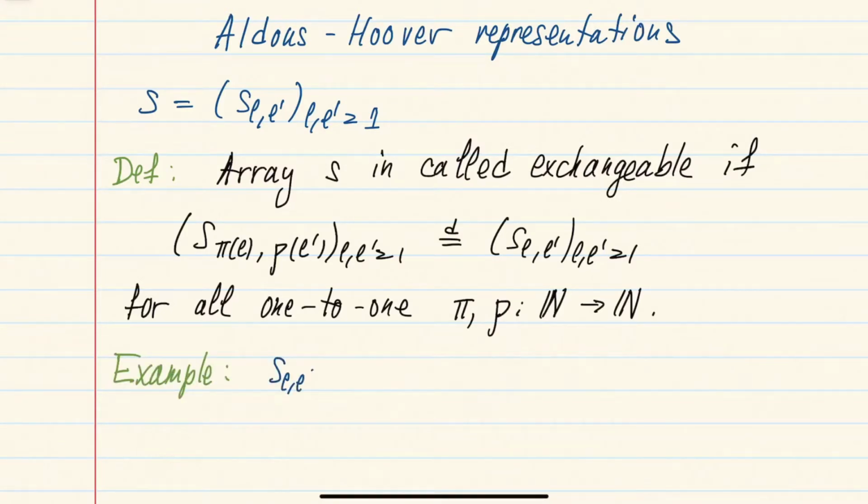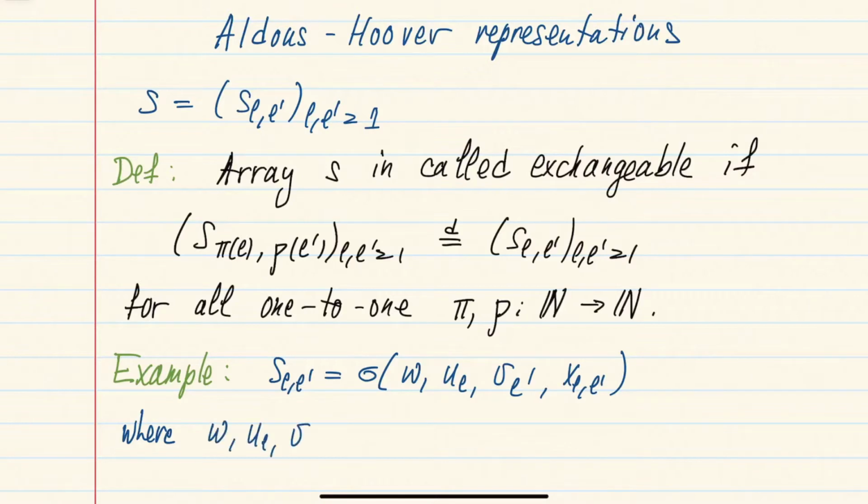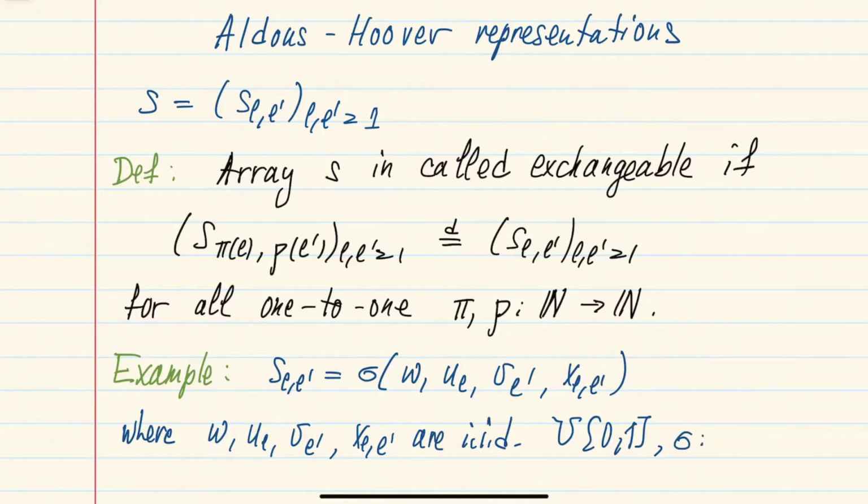Now, if we take the elements of this array to be the following function of independent uniform random variables, where all these arguments are IID uniform on 0, 1. And this function sigma is, of course, a measurable function of these four arguments taking values classically in the real line. Of course, later we will allow the elements of this array to take values in general Borel spaces or complete separable metric spaces.